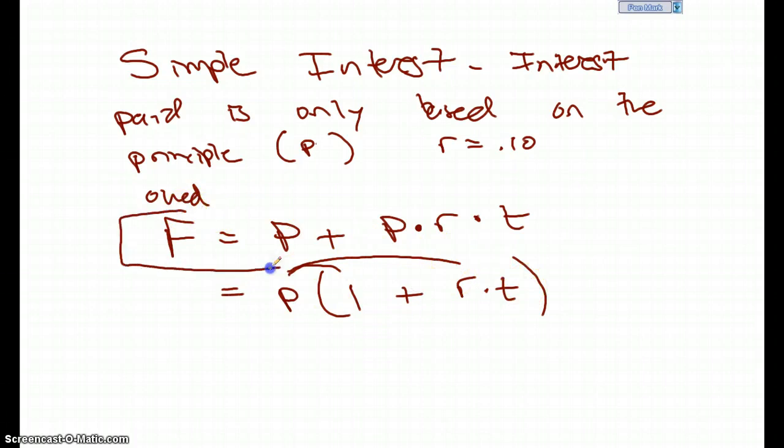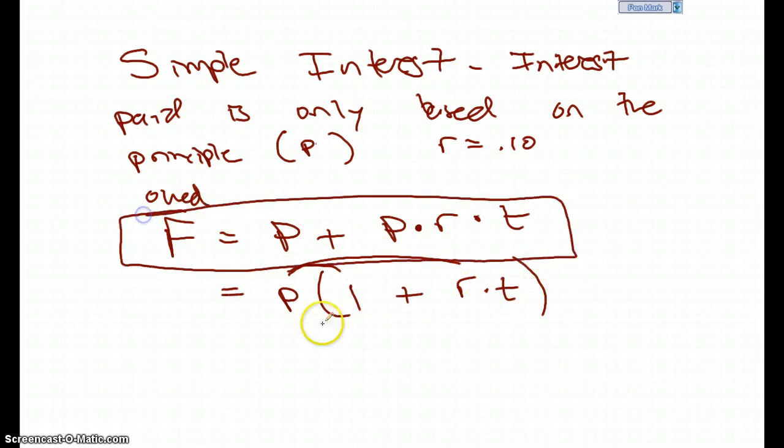Now this works just fine as well. We just wrote it another way that you might see it appear in other books. So this is the simple interest formula. This allows us to predict how much you owe based on the principal amount, the rate at which you borrow, and the time in years.